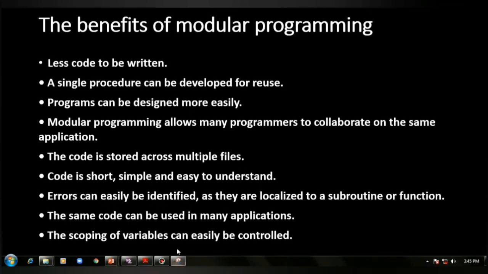So errors can easily be identified. Since the code is very short, we can identify errors easily as they are localized to a subroutine or function. The same code can be used in many applications. Once a module is ready, that same module can be used in more than one application without retyping; we just include that module. The scoping of variables can easily be controlled. In modules, we can control the scope of the variable. We already know what is meant by scope. The accessibility of the variable can be easily controlled using modules.